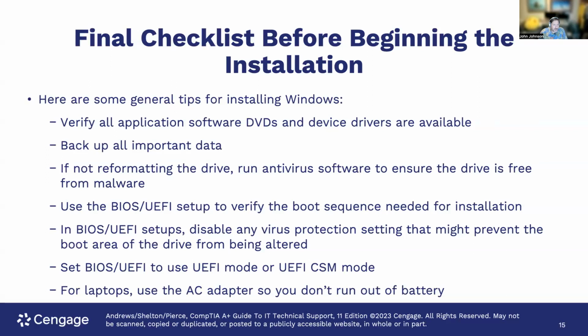So use the BIOS UEFI setup to verify the boot sequence that's needed for the installation. If you're going to go off of a USB drive, you're going to need to make sure that it has higher priority in the boot process. In the BIOS UEFI setup, disable any virus protection setting that might prevent the boot area of the drive from being altered. That's going to be a problem. Also, you've got to set the BIOS UEFI to use UEFI mode or the UEFI CSM, the compatibility mode, essentially. And then for laptops, use the AC adapter so you don't run out of battery. That's a very important thing. You don't want to get halfway through and have it go down.